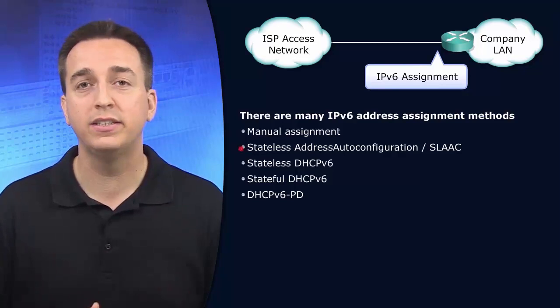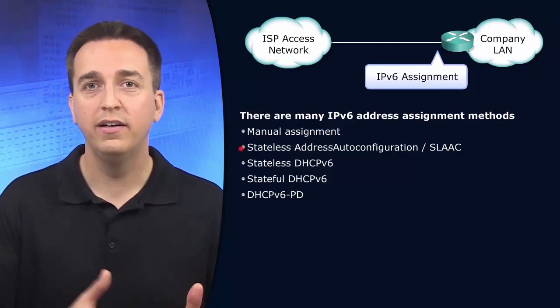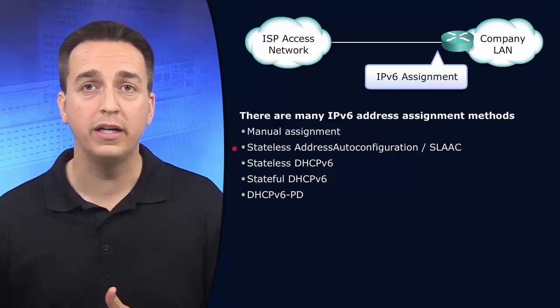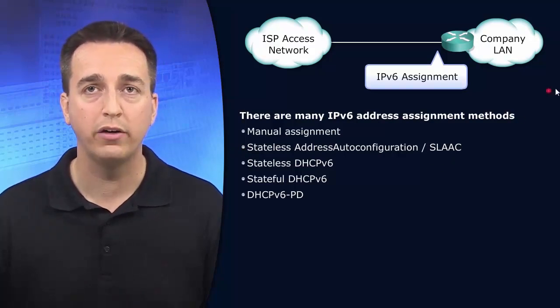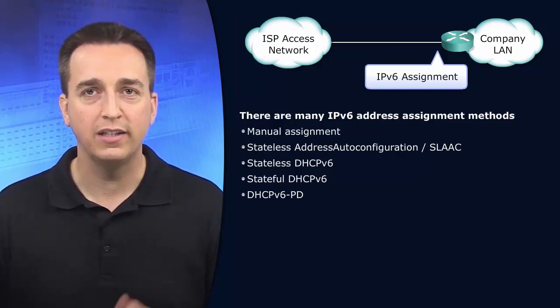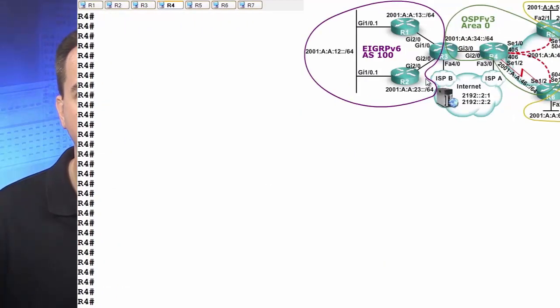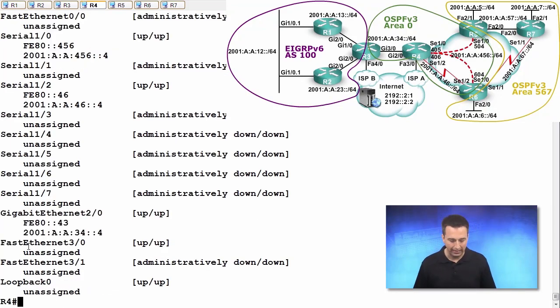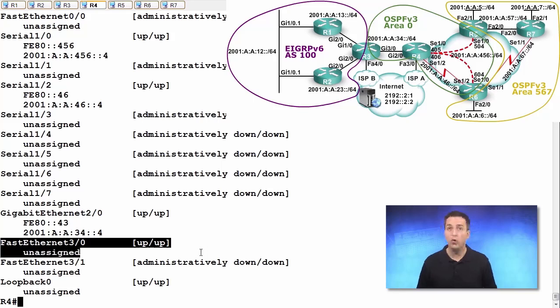Since this discussion is centered around obtaining IPv6 addresses from a service provider, let's go to the live environment and look at how we can enable a router interface for stateless auto configuration. Let's focus on R4, interface FastEthernet 3/0. If we look at show IPv6 interface brief, we'll see from this output that that interface has no IPv6 address assigned to it right now.